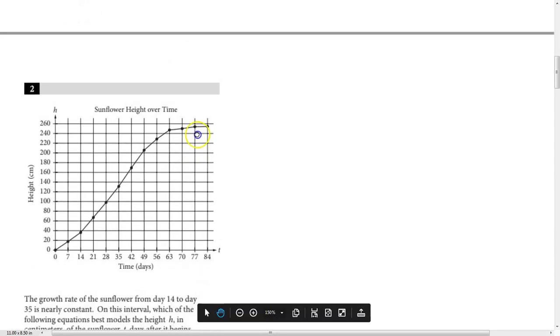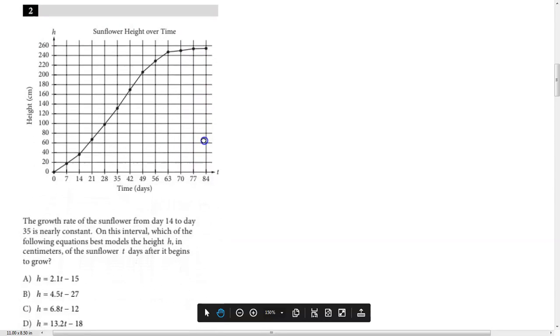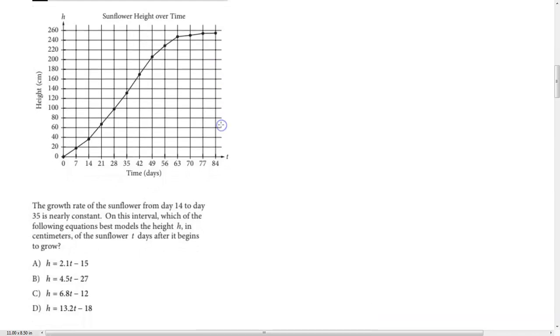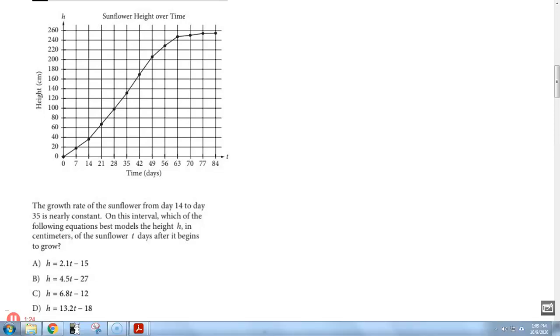All right, looking at number 2, we have a graph of a sunflower's height over time. If you notice, it kind of changes. The graph starts off at a normal growth rate, and then it goes pretty fast, then even faster, and then kind of fast, and then slow, and then it pretty much slows down. So it's changing over time.